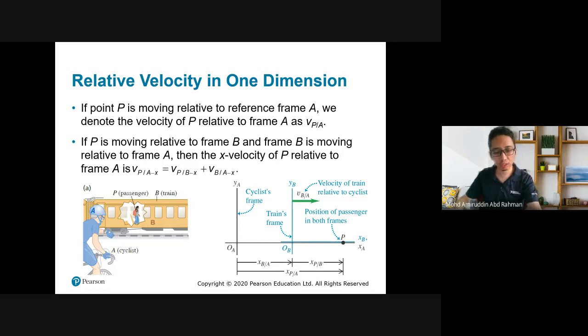Okay, so for today, we're going to continue with the last topic on the motion, which is the relative velocity. So what is the relative velocity all about?